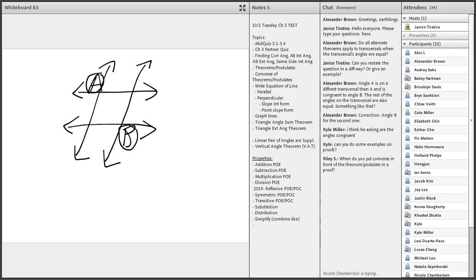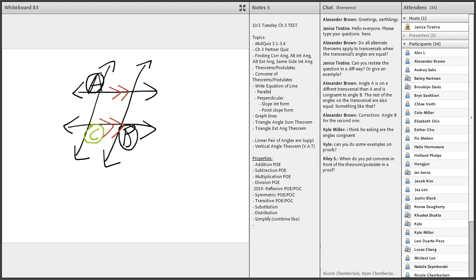Gotcha, Riley. I'll talk about that too. So, for instance, let me see where my marker is. Let's say these two top and bottom lines are parallel. So if I'm claiming that I have alternate exterior angles, well, I'm going to throw in this letter C. It's going to go right here.